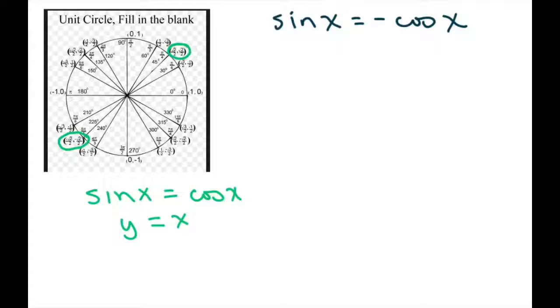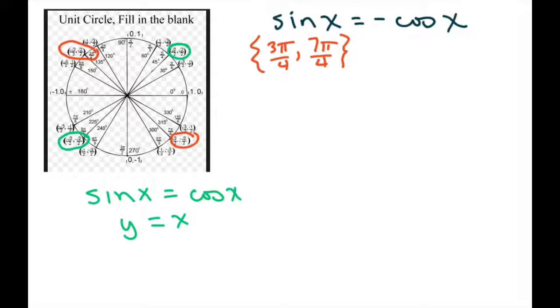In this case, we have sine of x equals negative cosine of x. So it means where the coordinates are the same but opposite signs. So that would be here and here. So basically your answer would be 3 pi divided by 4 and 7 pi divided by 4. Now that's just doing it mentally, and that's if you really know your unit circle.